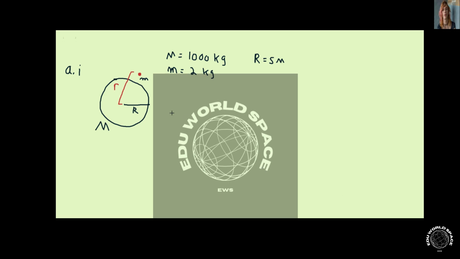We're given a large sphere, mass capital M of 1,000 kilograms, that has a radius of 5 meters, and then we put a small test mass, lowercase m, some distance, little r, away from it, and we want to know what the gravitational force is on it. So in the first case, this distance r is 5.01 meters.